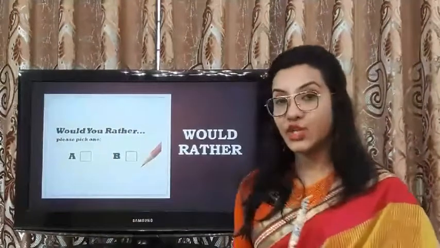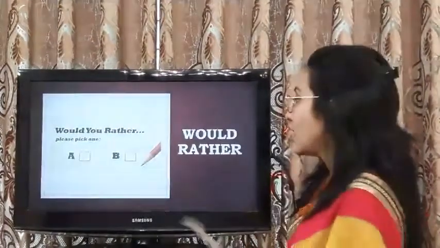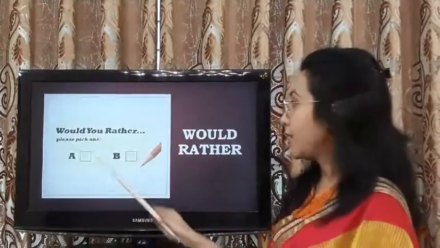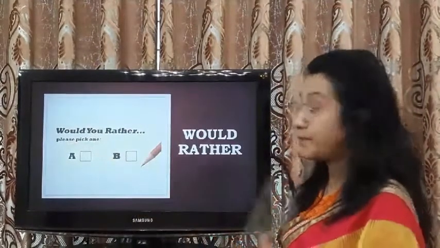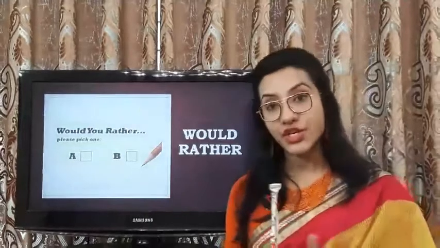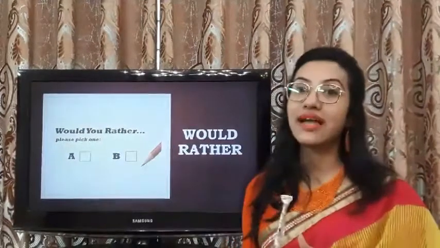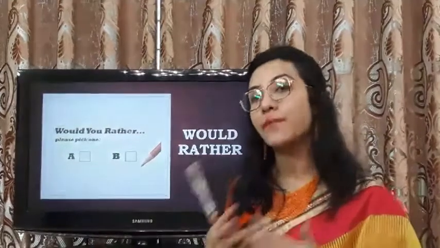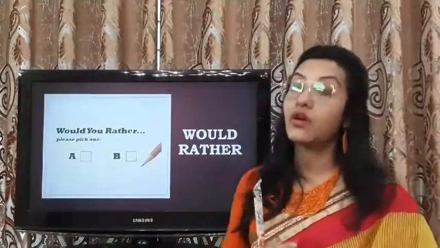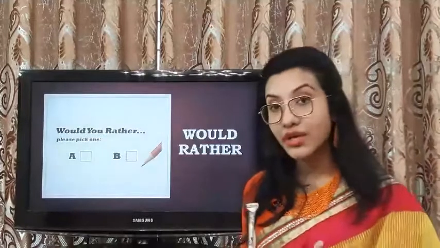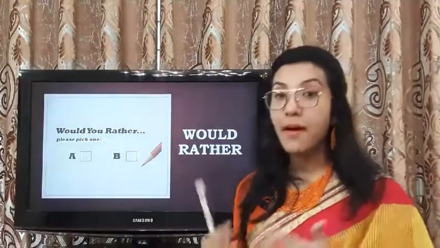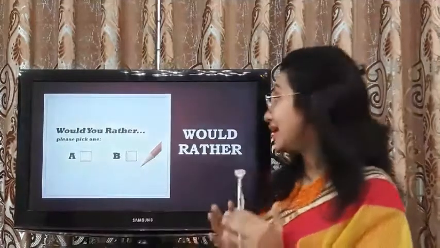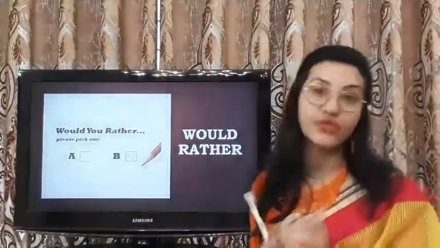Moving on to the next one, would rather. Now as you can see in this picture, there are two options given. Please pick one, A or B. So when we talk about action, it is very clear to understand that we have preferences. আমাদের কাছে যখন কোনো অপশন আসে বা কখন আমরা পিক করার কথা বলি, when we have choices, একাধিক চয়েস আছে বা আমাদের একটা প্রেফারেন্স আছে, আমার নিজস্ব একটা পছন্দের বিষয় আছে, in that cases we can use would rather. How? Let's see.